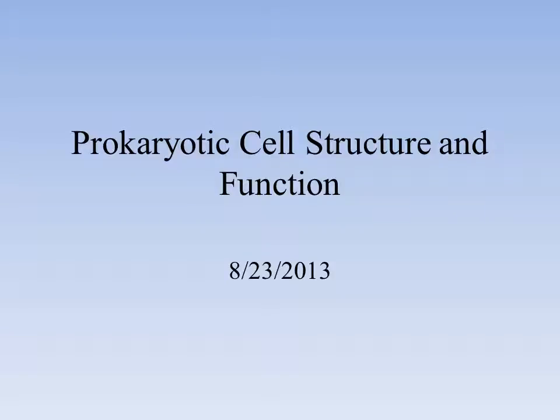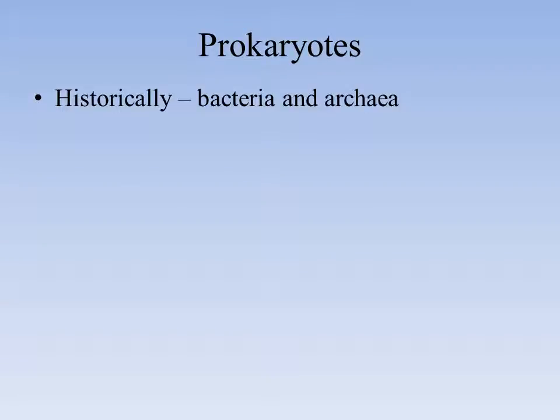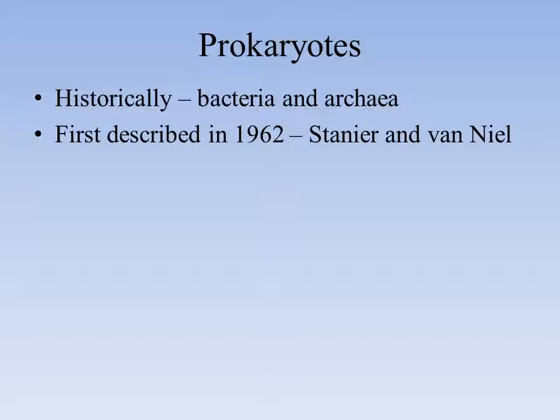So today we're going to begin Chapter 3, talking about prokaryotic cell structure and function. So first off, what do we mean when we say the word prokaryote? Well, historically, prokaryote has always lumped together what we now know to be two distinct groups of organisms, the bacteria and the archaea. But previously they were lumped together because at the time, this is back in 1962, it wasn't really clear that there were two distinct organisms.